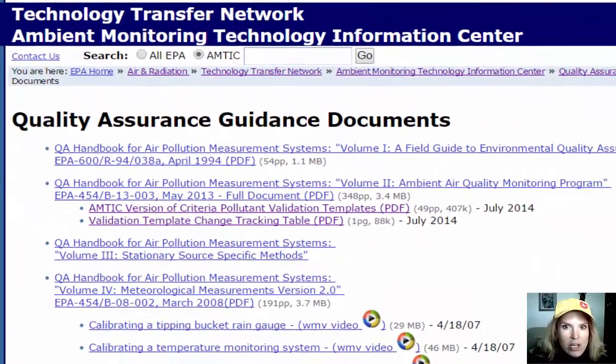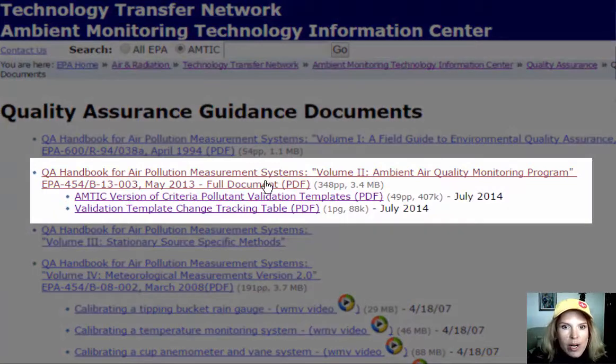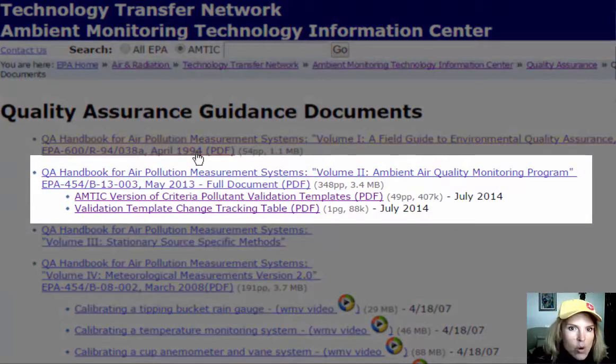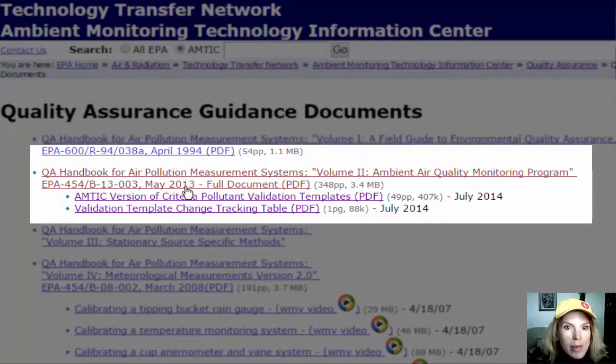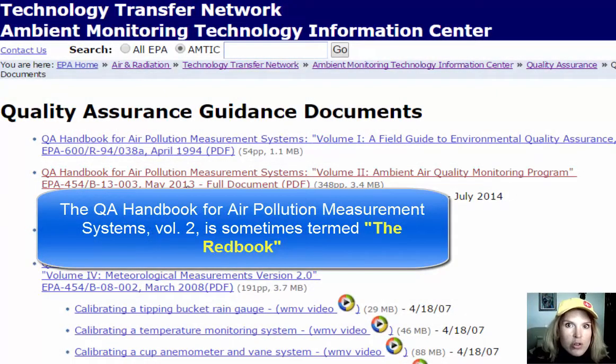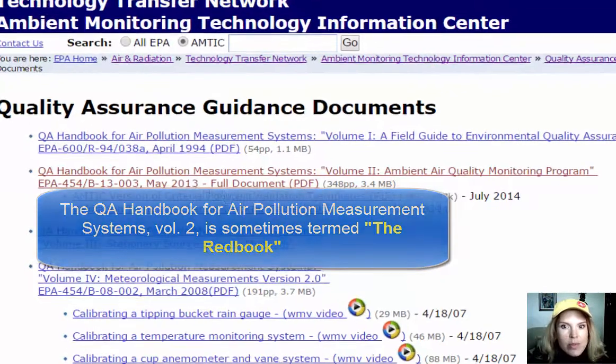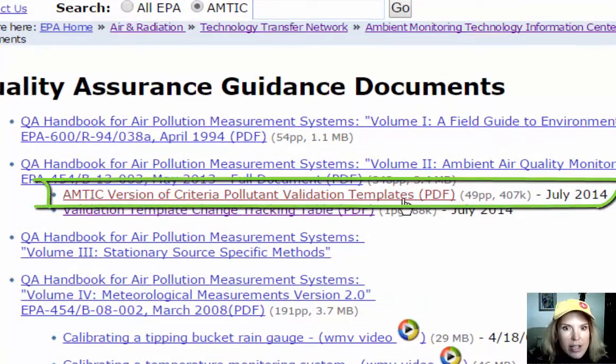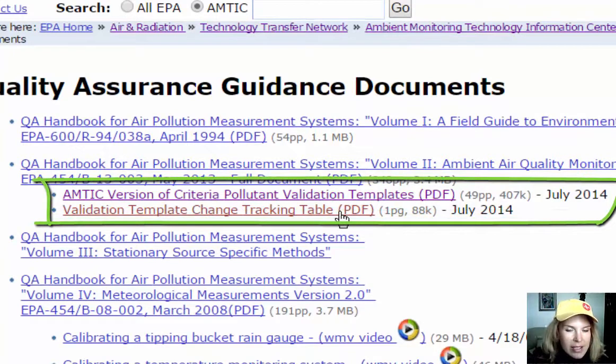And this page has the QA Handbook for Air Pollution Measurement Systems. Don't go to the 1994 one, go to the May 2013 one. This is what's called the Red Book, or used to be called the Red Book, QA Handbook Volume 2, and the validation templates are here, and also a tracking table that shows how they've changed over time.